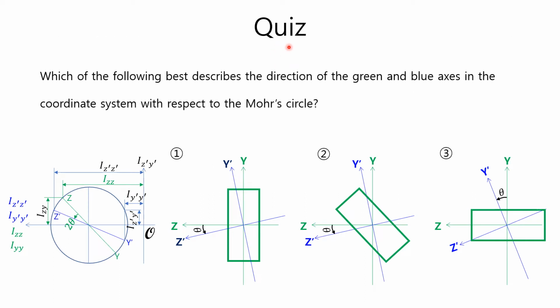Here I have a quiz for you. Which of the following best describes the direction of the green and the blue axis in the coordinate system with respect to the Mohr circle here?